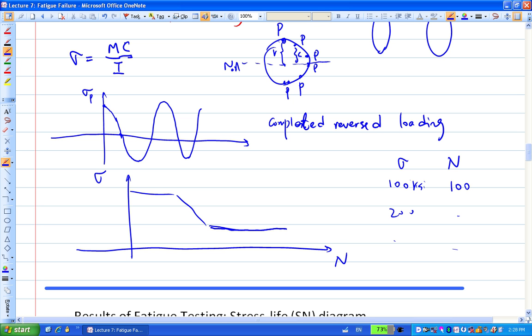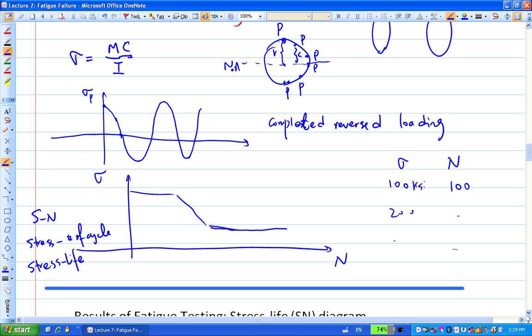I'll explain what this is, but this is what we call the SN diagram, the stress and number of cycle diagram. Through experiment you can obtain this so-called stress and number of cycle diagram. Everything else basically starts from here. Sometimes we also call it the stress life diagram.